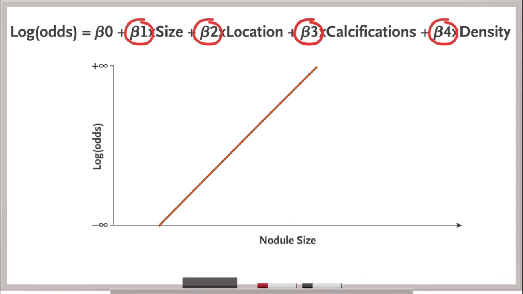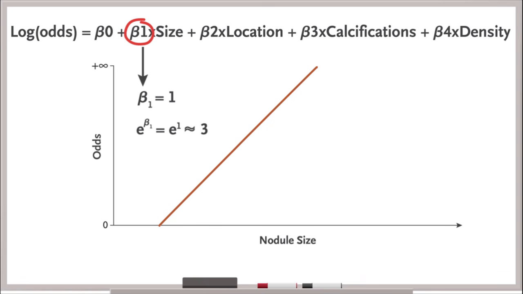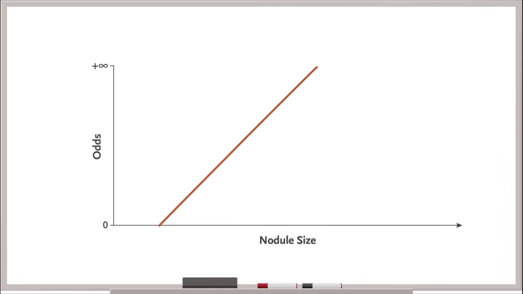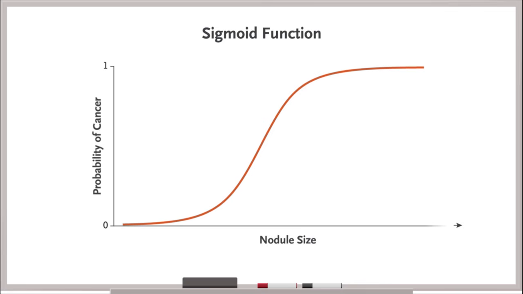You can exponentiate these coefficients to get odds ratios. For example, a 1 millimeter increase in nodule diameter here would imply an odds of cancer about 3 times as high. You might want to express the result in terms of probabilities. If you feed the logistic regression output into a sigmoid function, which is actually the inverse of the log odds, it can squeeze the output back into a range between 0 and 1 to describe a probability.